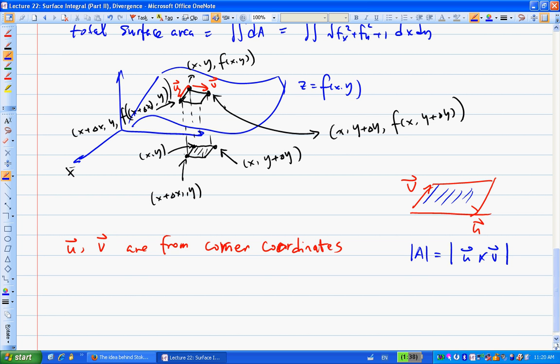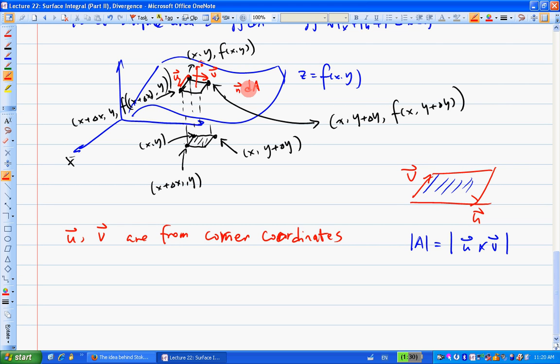That's the area. So what we're looking for, remember, this is a small patch of area. What we're looking for is not just the magnitude of the area, but also the direction. So we're looking for n hat dA. For any area on the surface, there's always an orientation, and orientation is indicated by the n hat. So what we need is n hat, not n vector, n hat dA.